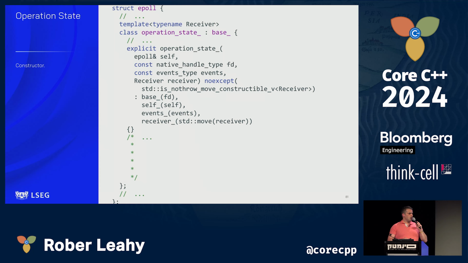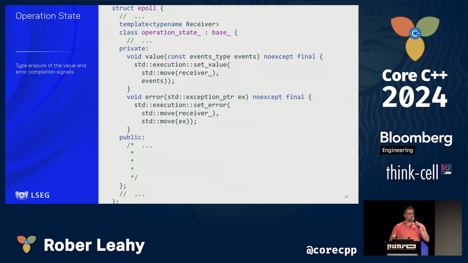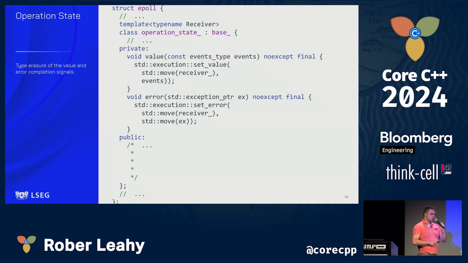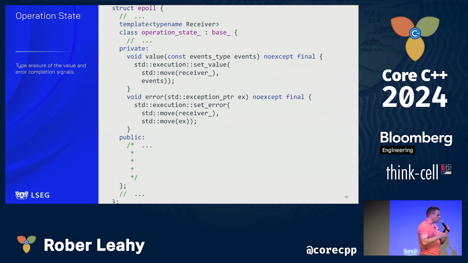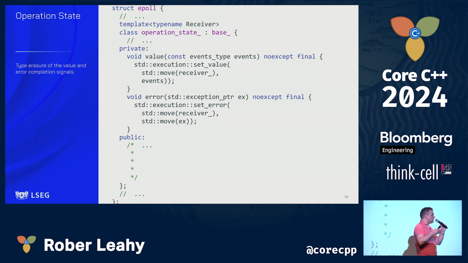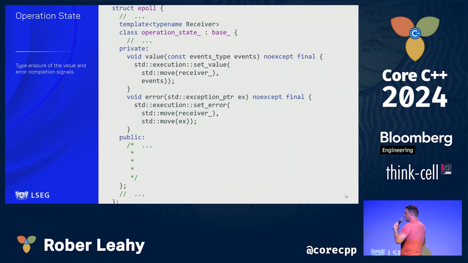Then we need to turn our attention to actually type erasing the receiver, to actually passing through the impulses we're going to receive from the context. And so I override both of those functions and simply pass through by invoking the appropriate customization point object from std execution. But notice something interesting here. I move the receiver into both of these customization point objects. This is me expressing in code that the invocation of these customization point objects is consumptive. It's consumptive because of the receiver contract. I can only send one of these completion signals to a receiver, and so while I send one, I'm done with the receiver, which necessitates me using std move to express that.